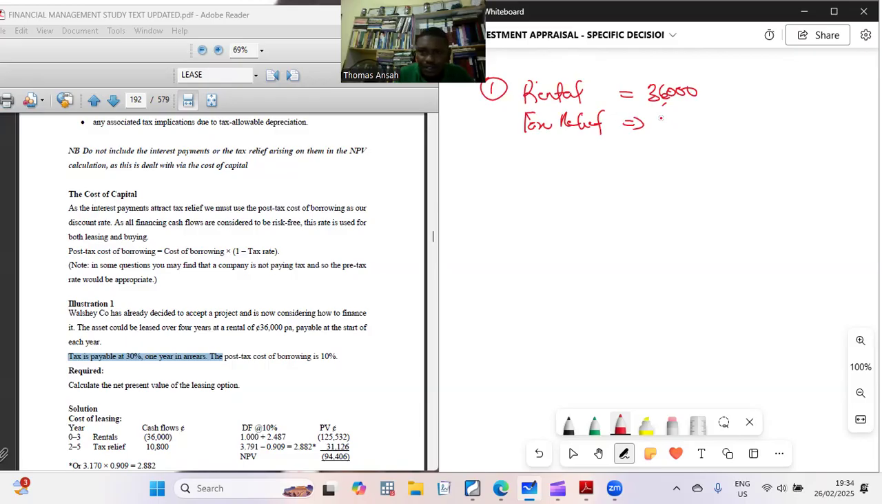So 36,000 multiplied by the tax rate of 30% gives you 10,800. So these are your cash flows. All right, these are your cash flows. So this is how you set it up. Lease option.